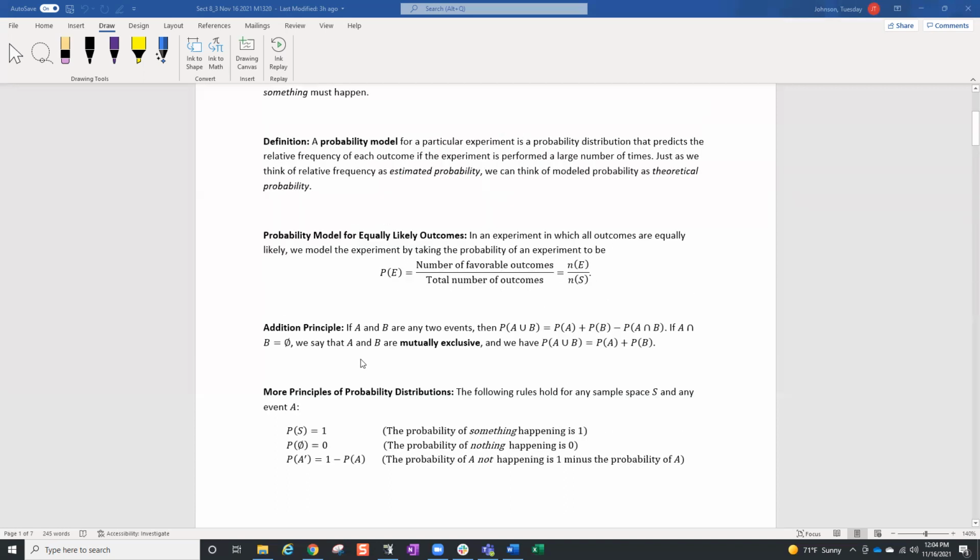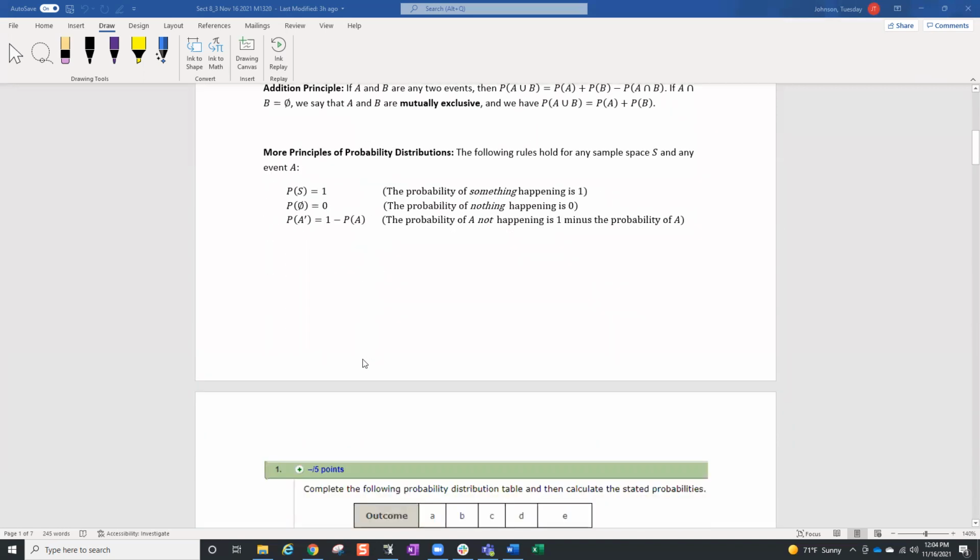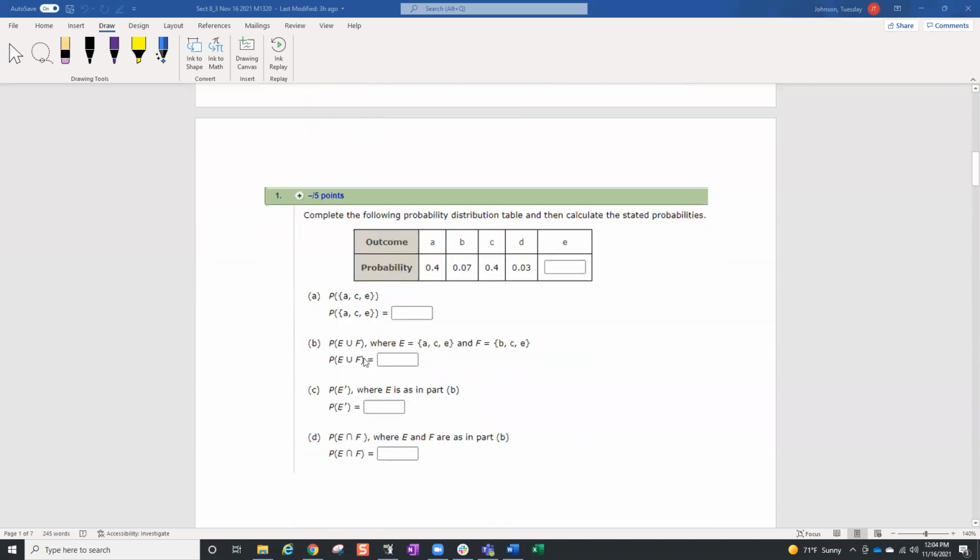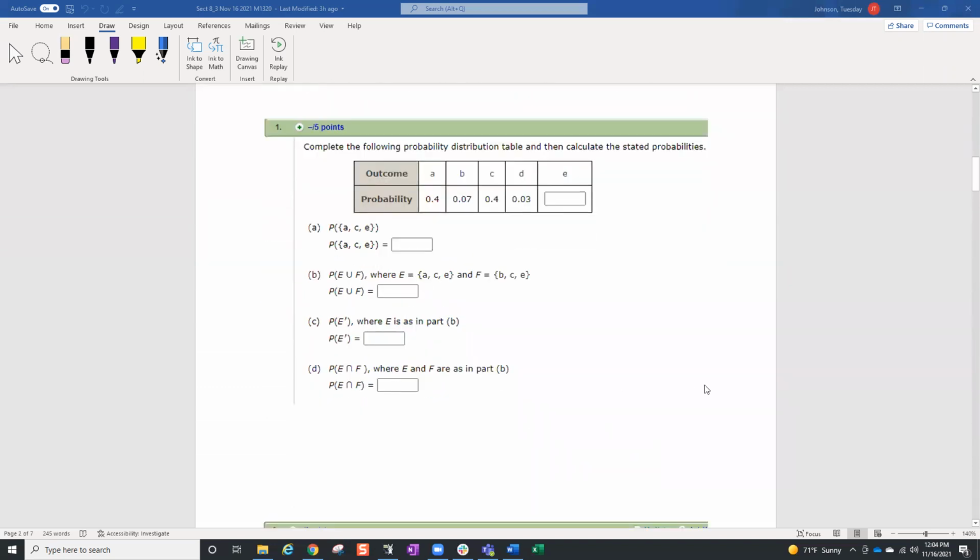All right, we'll come back to this as needed, but let's just start walking through some of the problems first of all. So problems 1 and 2 are very, very similar. I think the only difference is the color of these and the numbers, of course. Okay, so complete the following probability distribution table and then calculate the stated probabilities.